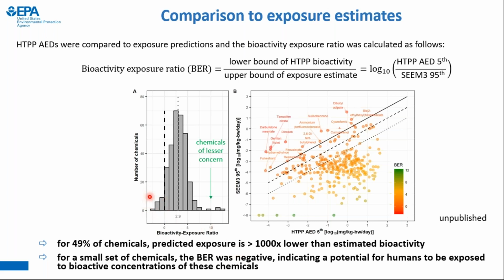But there is also a small subset of chemicals here to the left for which we do see bioactivity at levels that humans could be exposed to. And that is indicated on the right. So that's the same data, just represented in a different way, where you can see that there's a subset of chemicals that are above the solid line here. And we think that for these chemicals, there is the potential for humans to be exposed to bioactive concentrations.